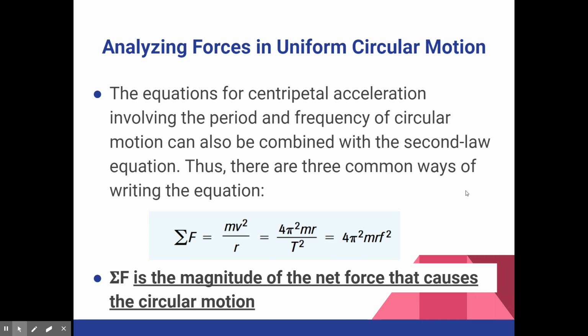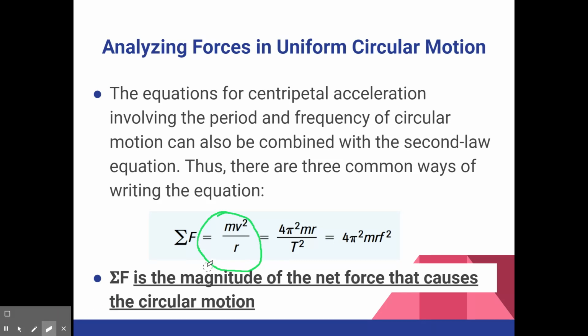We can come up with a way that we can measure the amount of centripetal force that is moving towards the center. So the equations for centripetal acceleration involving the period and the frequency of circular motion can also be combined with the second law equation, which is what I basically just said. So thus, there are three common ways of writing the equation. So these are the three ways.